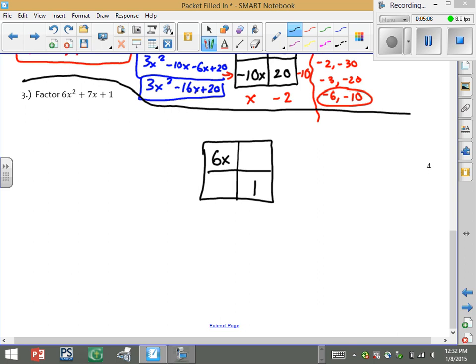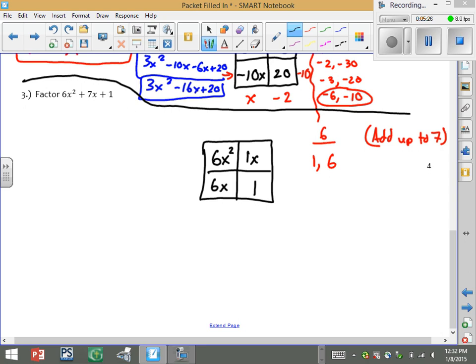So 1 times 6. Looking for factors of 6. I need them to add up to 7. And sure enough, 1 and 6 will do it. So we put 1x. We put 6x. Excuse me, I forgot the 6x squared in the original problem.